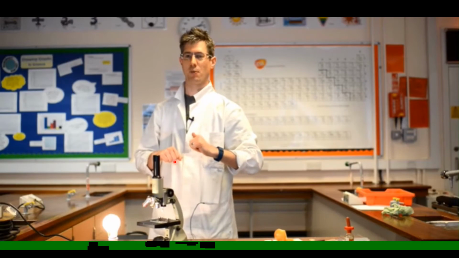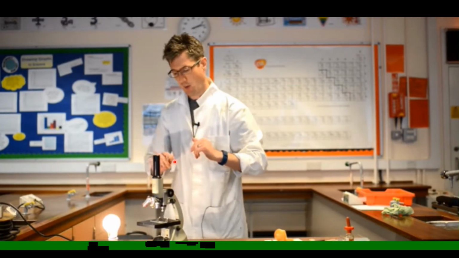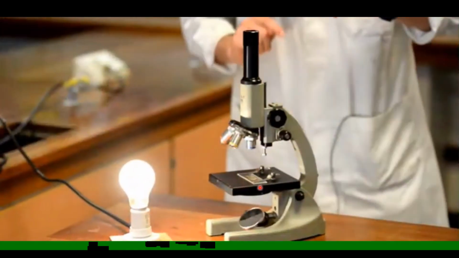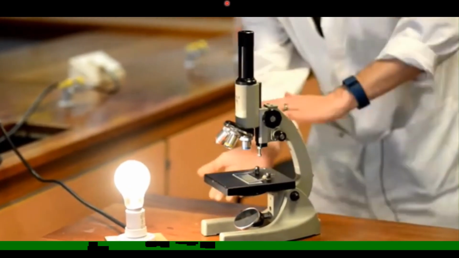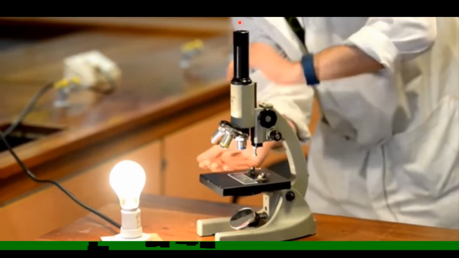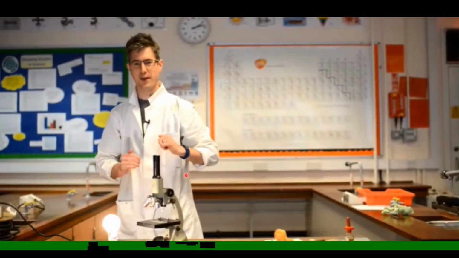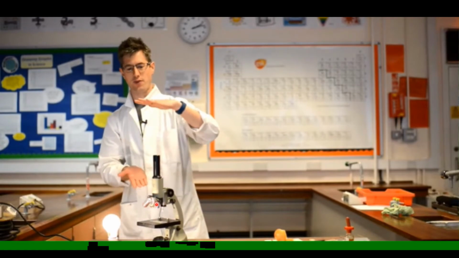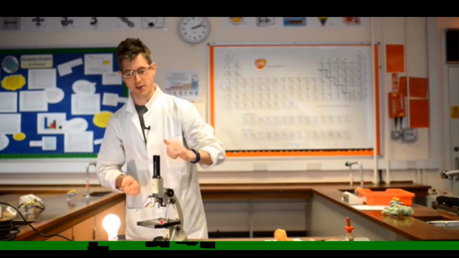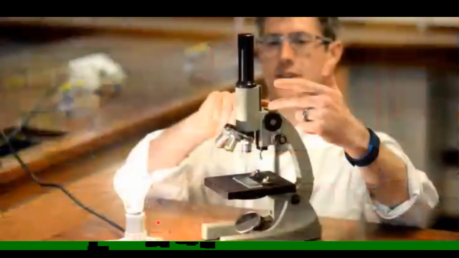So let's see how you can make a clear image using a compound microscope. So first you have to keep your eye on the eyepiece, and then you have to bring this low power lens much closer to the specimen.